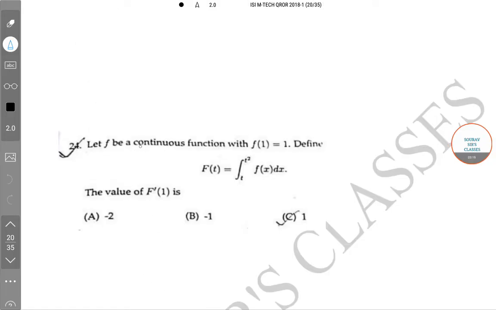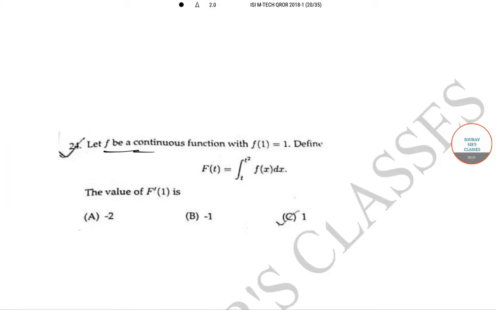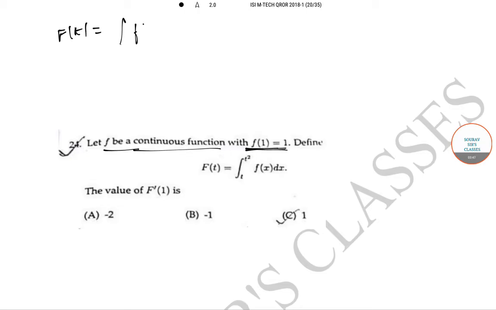The next question is, let f be a continuous function with f(1) equal to 1. Define capital F(t) as the integration of f(x) dx from t to t squared. Then the value of F dash (1) is, we have been given that the function is continuous with small f(1) equal to 1. Now capital F(t) is equal to the integration of f(x) dx from t to t squared.